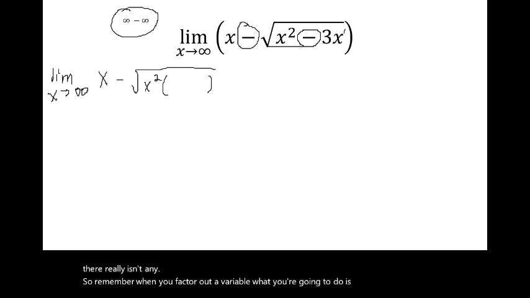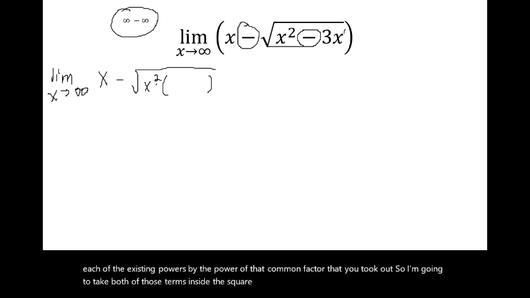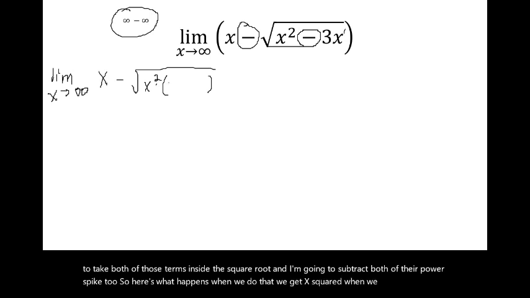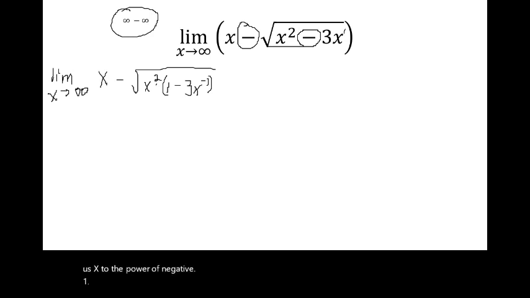So remember, when you factor out a variable, what you're going to do is subtract each of the existing powers by the power of that common factor that you took out. So I'm going to take both of those terms inside the square root, and I'm going to subtract both of their powers by 2. So here's what happens when we do that. We get x squared, when we take an x squared out of x squared, we are left with 1. Leave the minus 3 alone, and then 1 minus 2 will give us x to the power of negative 1. So, okay, we got a negative power inside the square root. That's not going to be a big deal.